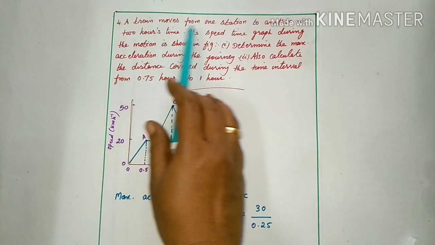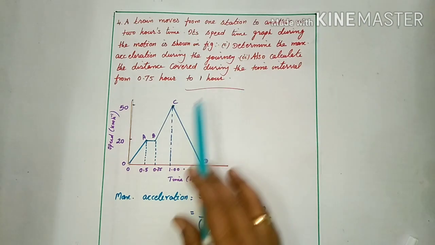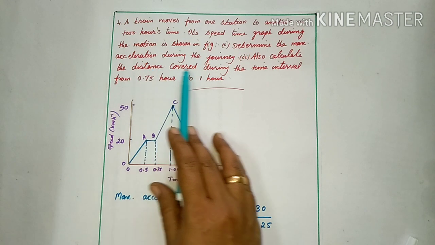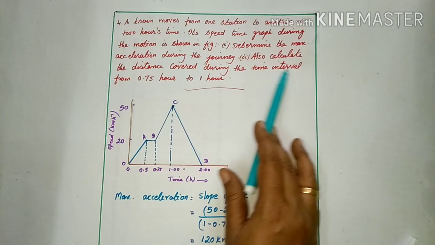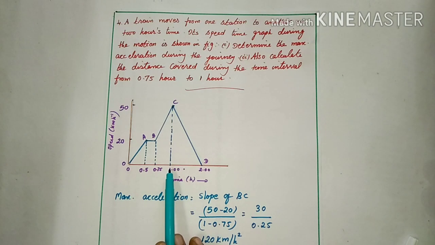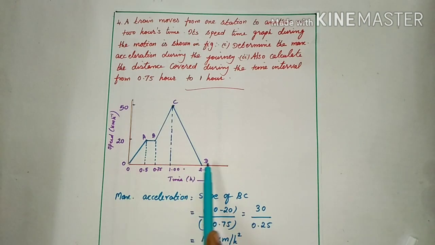Fourth question, a train moves from one station to another in 2 hours time. Its speed time graph during the motion is shown in the figure. Determine the maximum acceleration during the journey. Also calculate the distance covered during the time interval from 0.75 to 1 hour. So here the train moves from one station to another in 2 hours time, that is shown in the speed time graph.